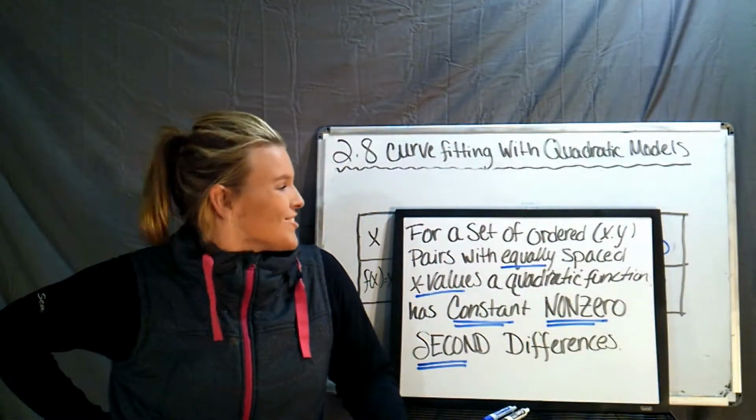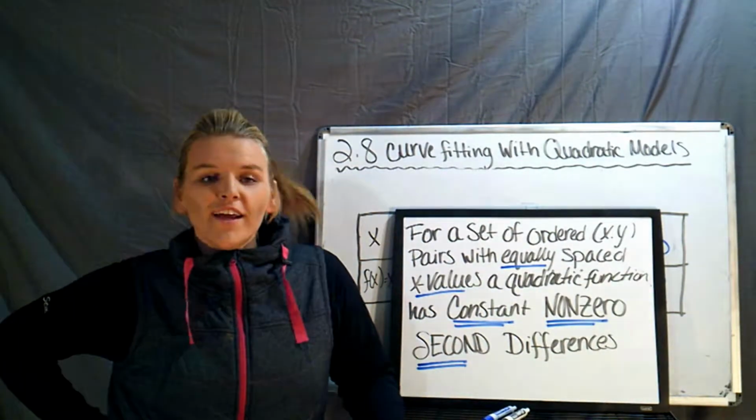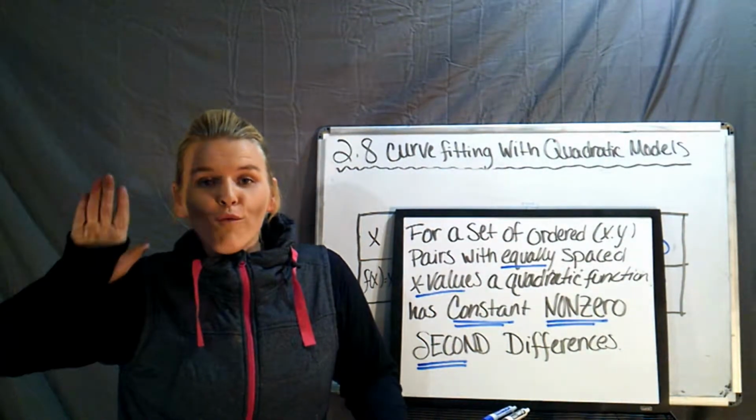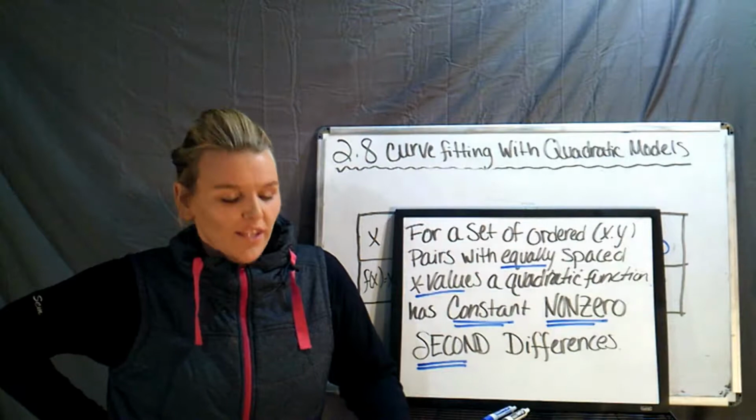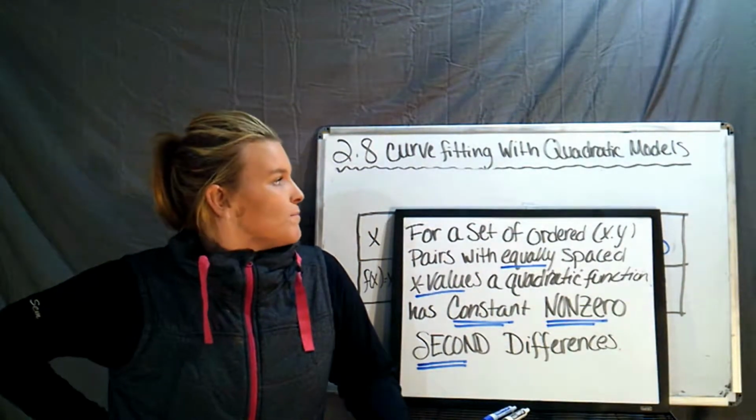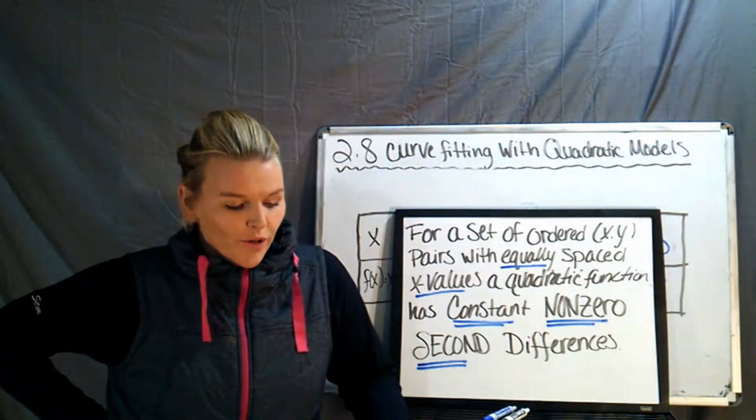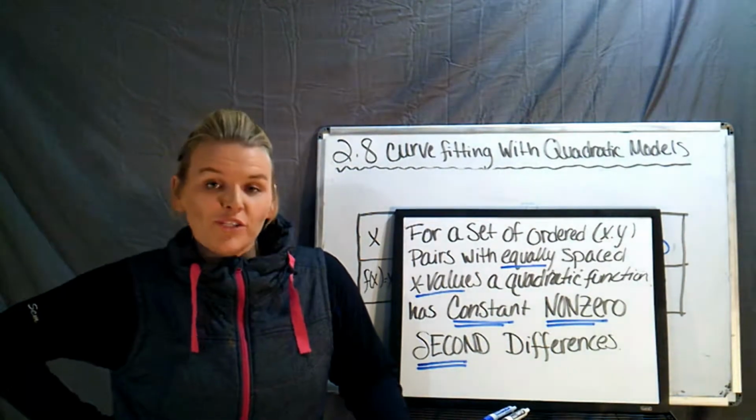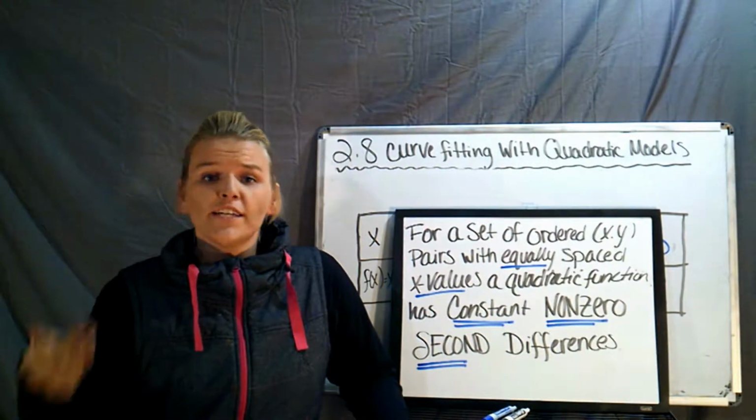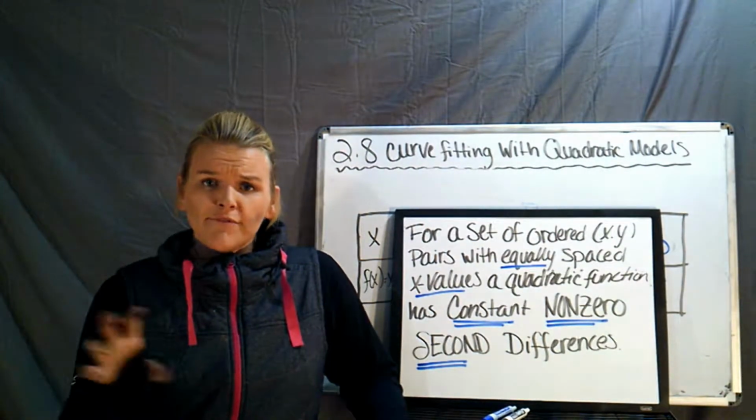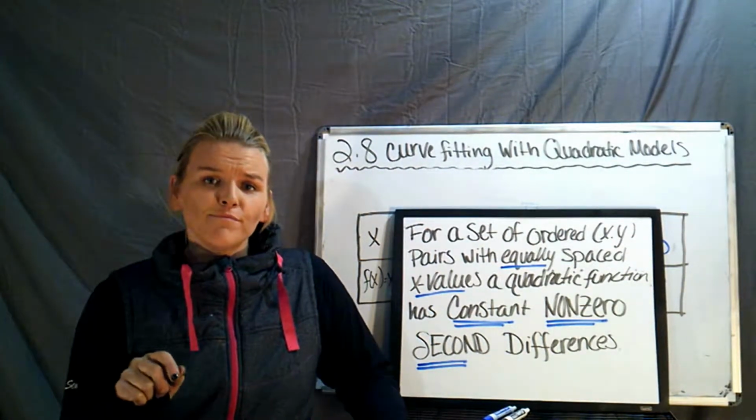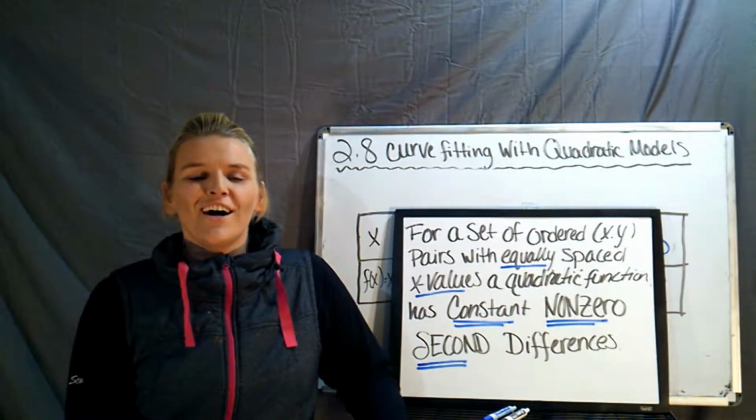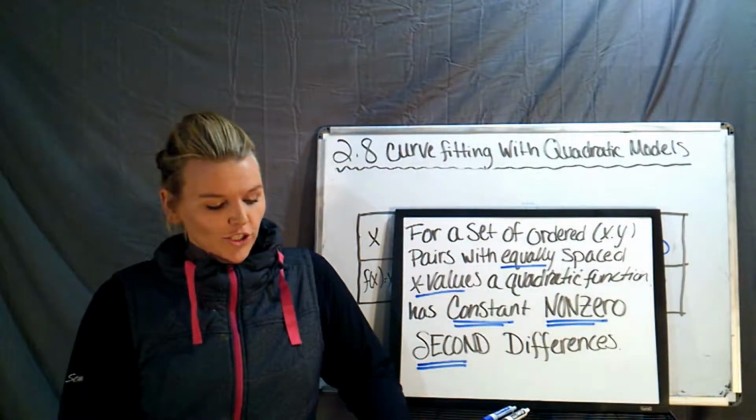Hi guys, so we are on 2.8, curve fitting with quadratic models. We're almost done with chapter 2 and I am so excited about that. The first part of today, we're going to be talking about identifying quadratic data, and we're going to be identifying that data from tables. We're going to be able to see if this table, which will be ordered xy pairs, represents a quadratic function.